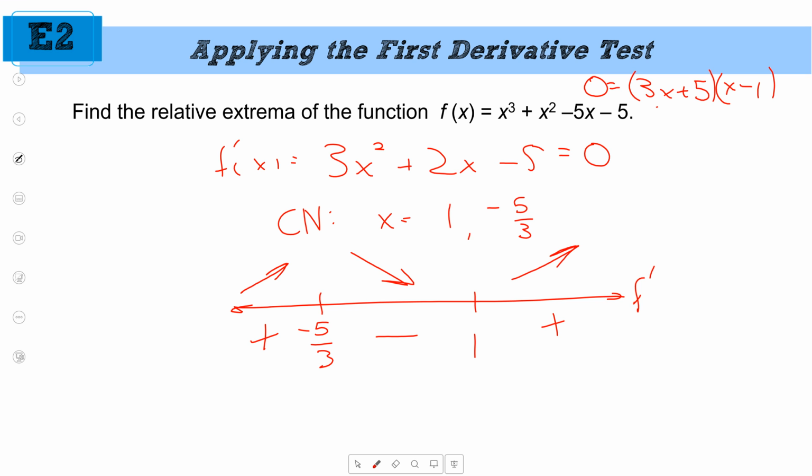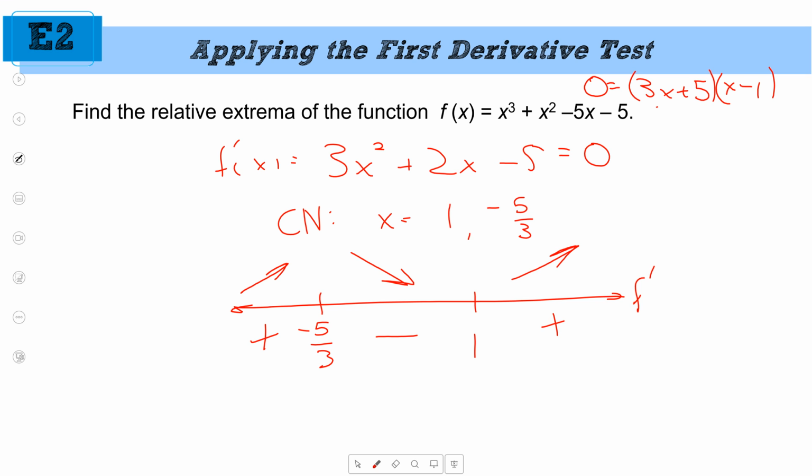What does that tell us? Aiko, what does that tell us about the function? What do you know? There's a whole bunch of things that the picture I just drew will tell you. Give me one.